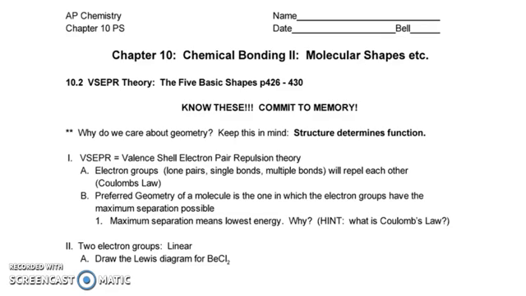VSEPR, again, I already told you, is the valence shell electron pair repulsion theory. The key term here is repulsion. You know that the electrons will repel each other. The idea behind VSEPR and shape is that the preferred geometry of the molecule is one in which electron groups have the maximum separation as possible. Why is that so important? Because the maximum separation means lowest energy.